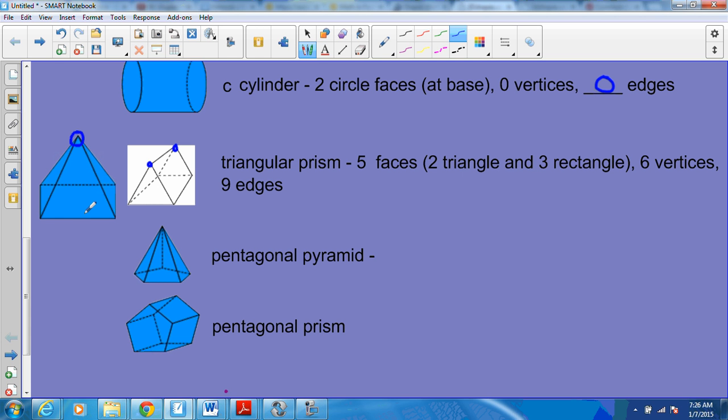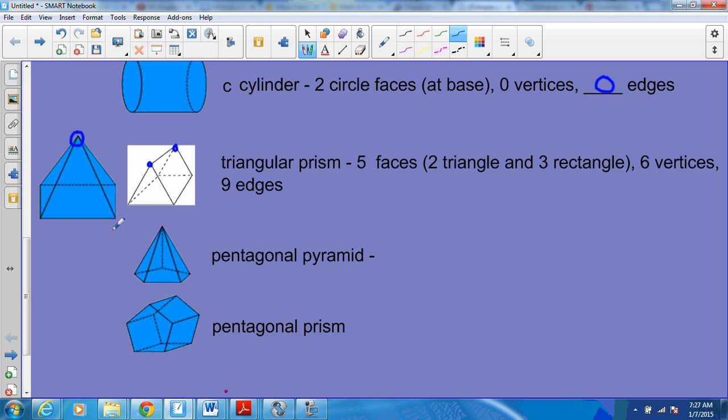A triangular prism has 2 triangles at the bases, one in the front and one in the back. Or if you turned it, you can say one on the top and one on the bottom. But it has rectangles around the sides of it. It has 3 rectangles. So it has 5 faces, but 2 are triangles and 3 are rectangles. It has 6 vertices and 9 edges, whereas a pyramid has 5 vertices and 8 edges.